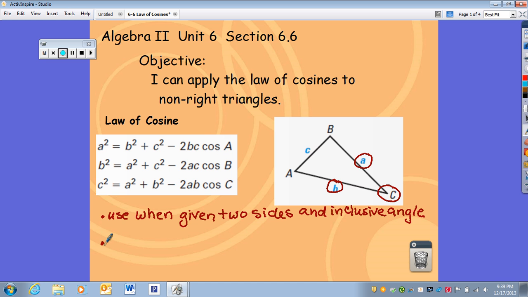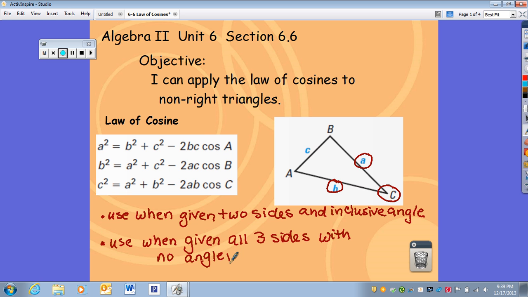Another situation where we might want to use the law of cosines is when we are given all three sides and no angle measurements. Okay, now remember that these are used for non-right angle triangles, so non-right triangles.